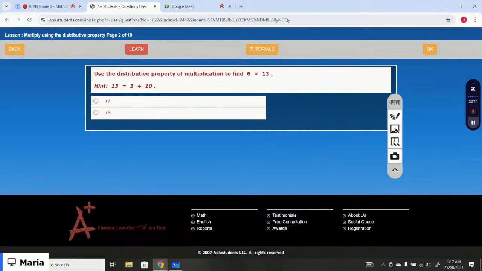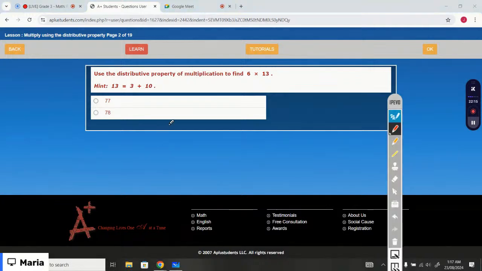The next one is use the distributive property of multiplication to find 6 times 13. So how do we multiply? You have to do 6 times, replace the 13 with 3 plus 10, right? And let's just multiply. So how do we multiply? You have to do 6 times 3 and plus 6 times 10.